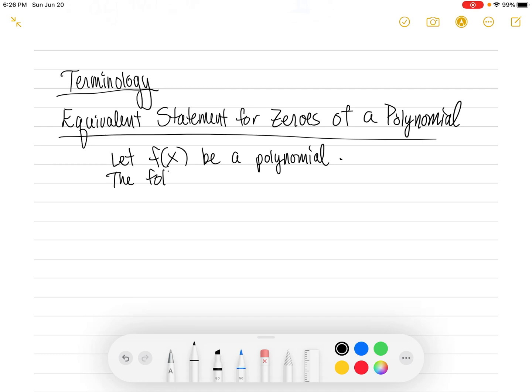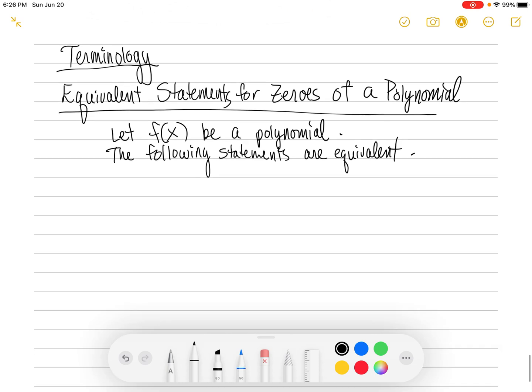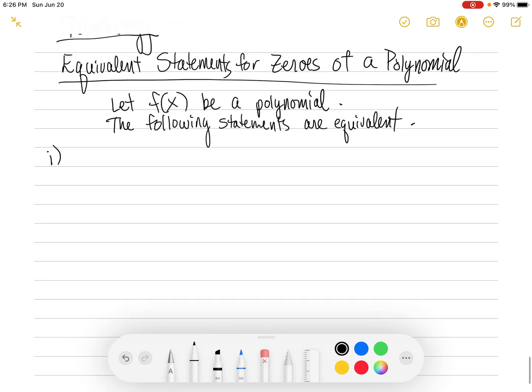The following statements are equivalent. They mean the same thing. So number one, if I were to write x equals c, so c would be like a number. Imagine there's a number like a 3 or 4 or 25 or 10,988. That's what c is, just a number. So x equals c is a 0.